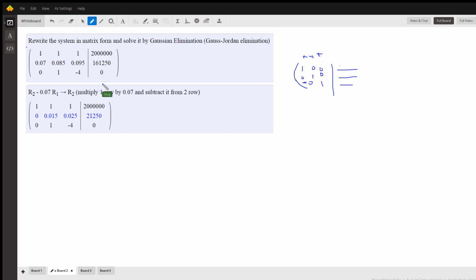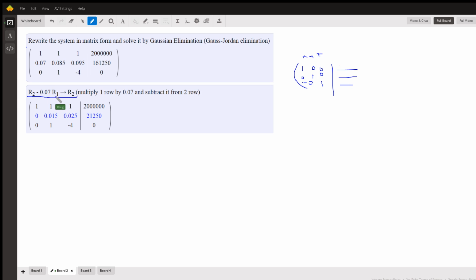Okay, and so there's three kinds of transformations you can make to an augmented matrix like this. You can multiply any row by a scalar other than 0. You can interchange rows. And you can also add a multiple of any row to another row. And this is the notation that's used.